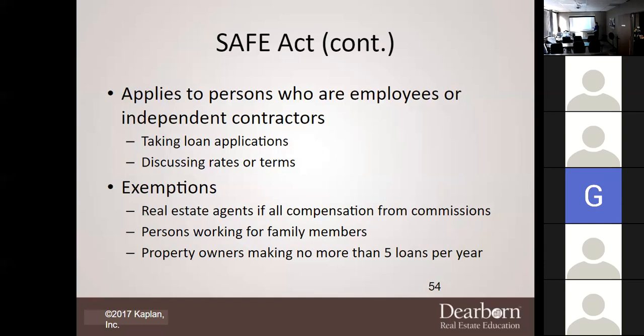But what you're doing, Mr. Eugene and Travis, is you're both taking loan applications and discussing the rates or terms. Same thing as what we do as real estate agents. They fill out a contract with us. What are we doing?